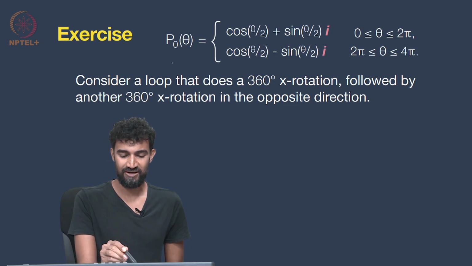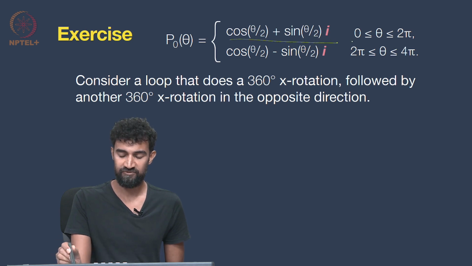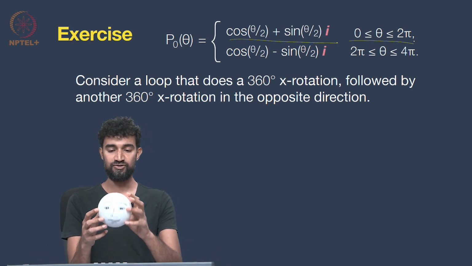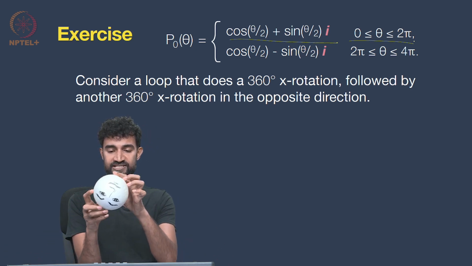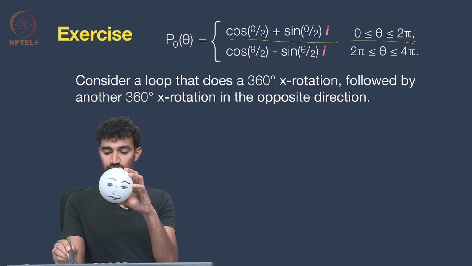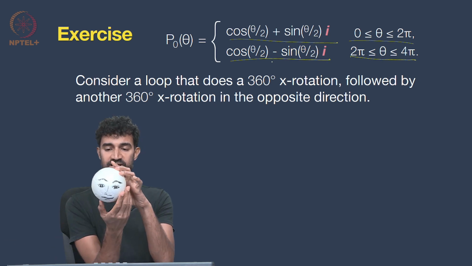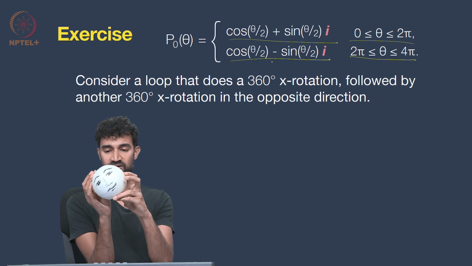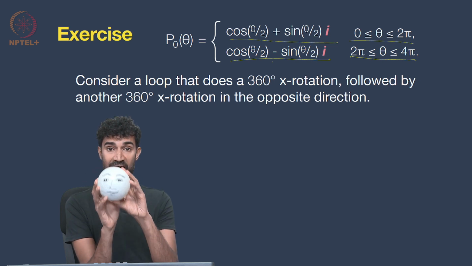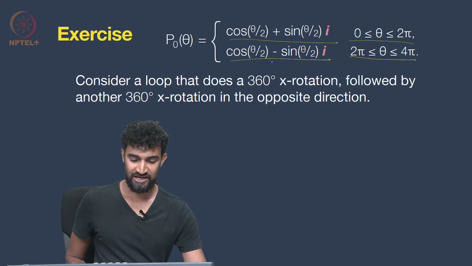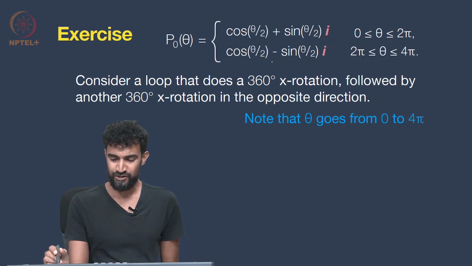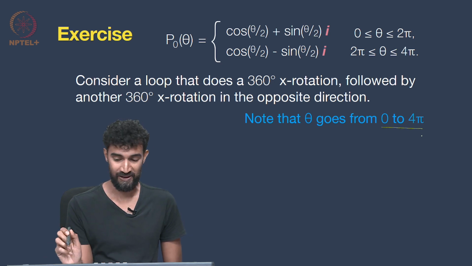So first, how do we write down this loop? Well, here's one way to write it. P0 of theta is equal to cosine of theta over 2 plus sine of theta over 2 i for theta going from 0 to 2 pi. As theta goes from 0 to 2 pi, we're just performing this first part of the loop. Now, as theta goes from 2 pi to 4 pi, we perform the second part of the loop because we have a minus sign here. So now we're going in the opposite direction. And when theta reaches 4 pi, we're back to where we started. So that's how we can write down the loop. And do note that it's going from 0 to 4 pi now, not 2 pi.